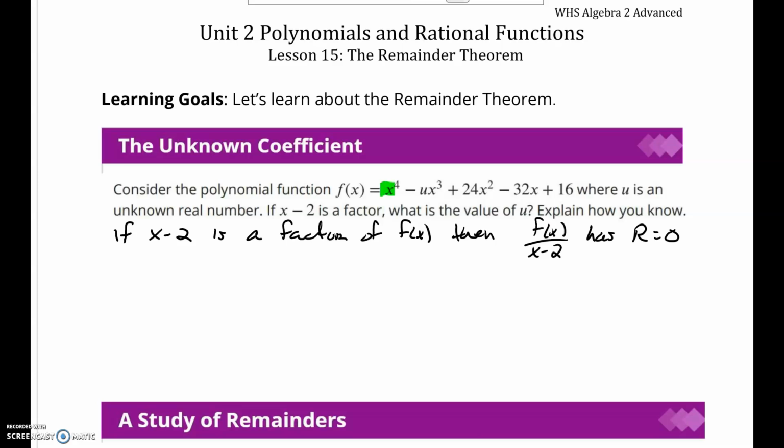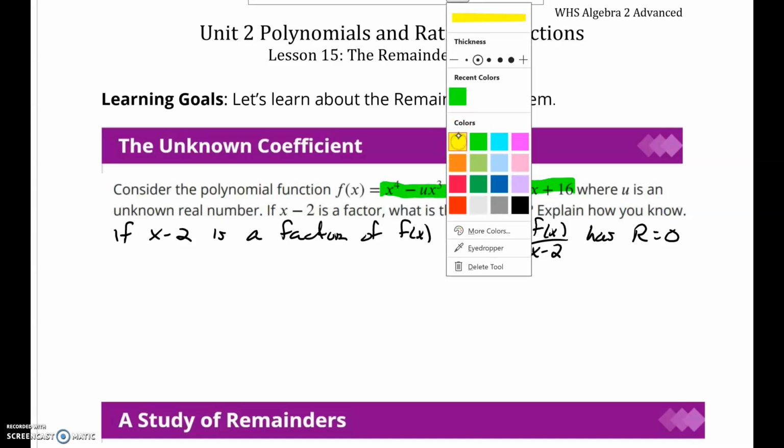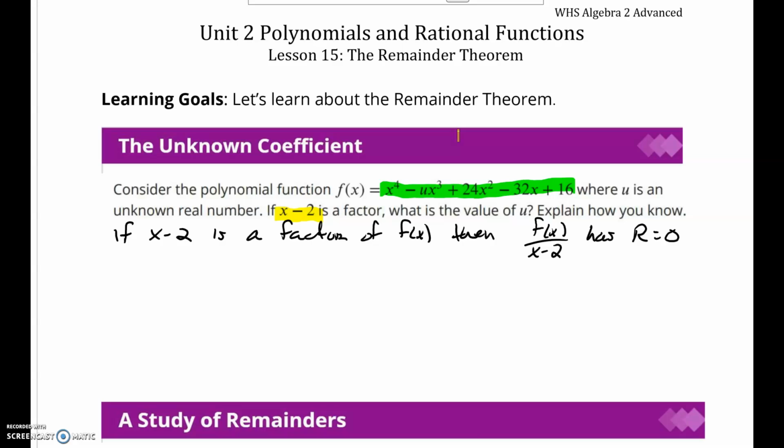So we're going to do this using synthetic division, and all we're going to do is take f of x here, and we're going to divide that by x minus 2. Step 1 in synthetic division: make sure my polynomial function, the dividend, is in standard form, and it has no missing terms. So we have degree 4, degree 3, degree 2, degree 1, degree 0. So that is standard form, decreasing order, and there are no missing powers.